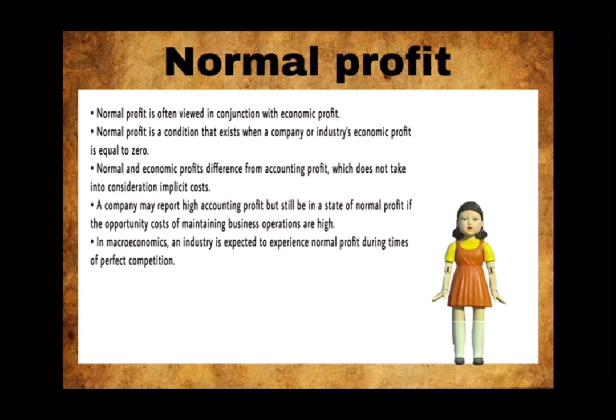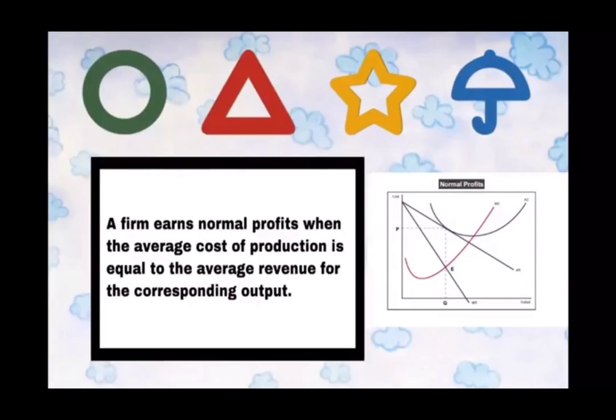A company may report high accounting profit but still be in the state of normal profit if the operational costs of maintaining business operation are high. Normal profit occurs when the average cost of production is equal to the average revenue of the corresponding output. As we can see now, this is a normal profit graph.